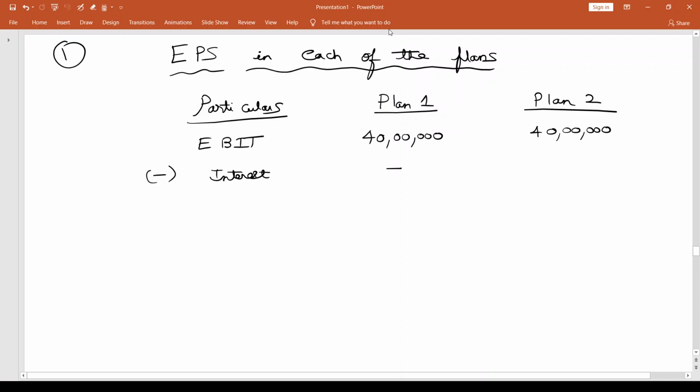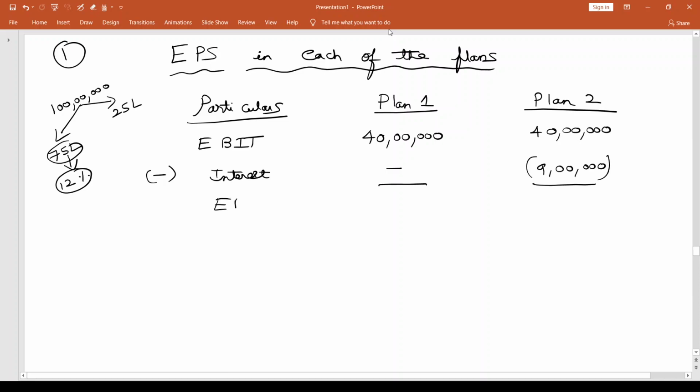We have 100 lakhs of financing required, and out of the 100 lakhs, we have 25 lakhs coming in the form of equity. We have 75 lakhs coming in the form of debt. On this 75 lakhs, I need to apply 12%. This is the calculation for the interest. So it is 75 lakhs into 0.12, 12%. So that gives me 9 lakhs. So the interest cost that's there in the second plan is 9 lakhs.